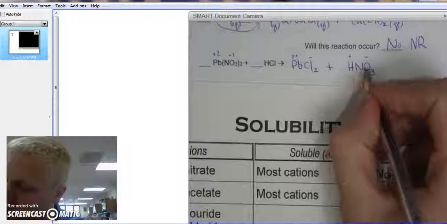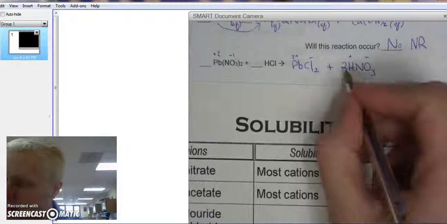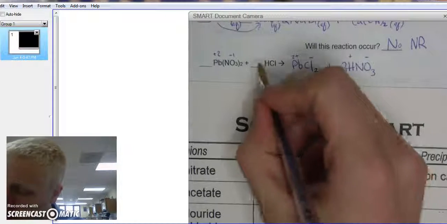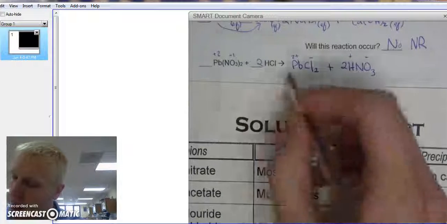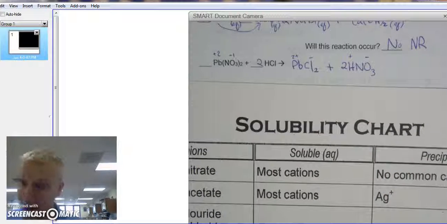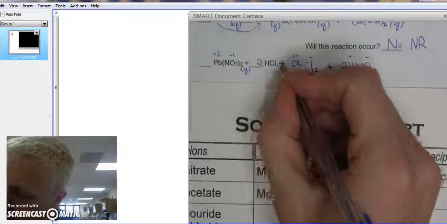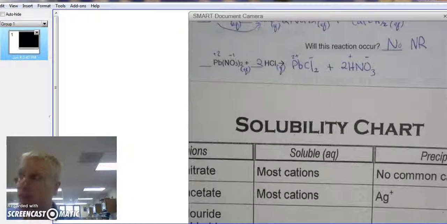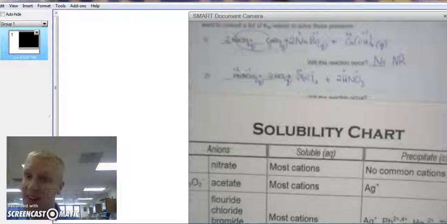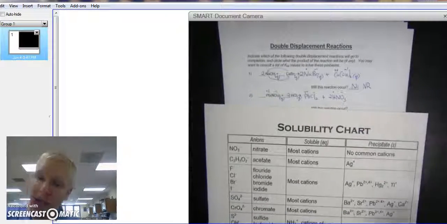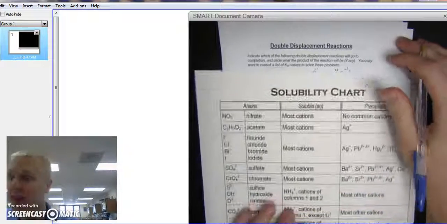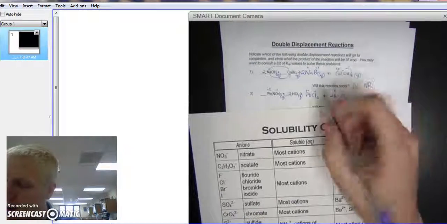2 nitrates, 1 nitrate, so I'm going to need a 2 right there. 2 hydrogens, 1 hydrogen, need a 2 right there. 2 chlorines, 2 chlorines, 1 lead, and it's balanced. Make sure we add the states, aqueous for our 2 reactants, but now we need to double check our solubility chart to see if our 2 products are both aqueous, or maybe one is aqueous and one is solid, in which case the reaction would then occur.